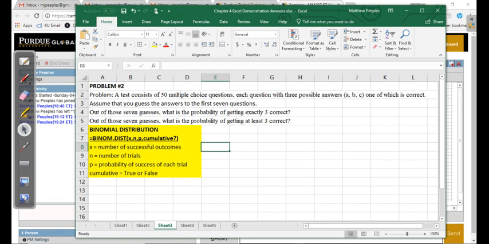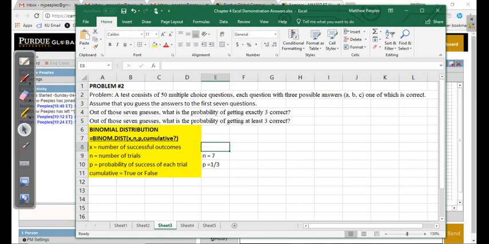Let's talk about this. We said our number of trials. Well, even though there's 50 questions in this test, we're only guessing the first 7. So we're going to use n equals 7 for our experiment in this case. What's the probability of success for each trial? Well, if we're simply guessing out of 3 letters, A, B, and C, we're going to say our probability is 1/3. So that's the number that we're going to want to choose. Now, whether we want cumulative as true or false, that's going to depend on what the wording is. So we'll look at those wordings right here.